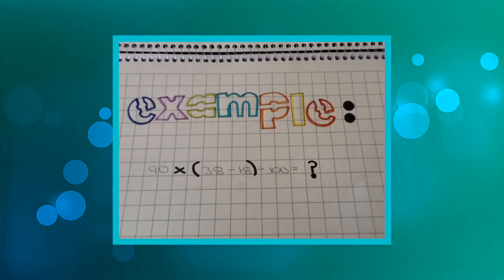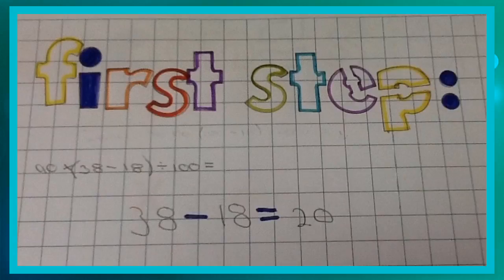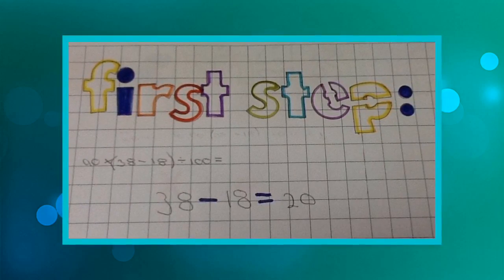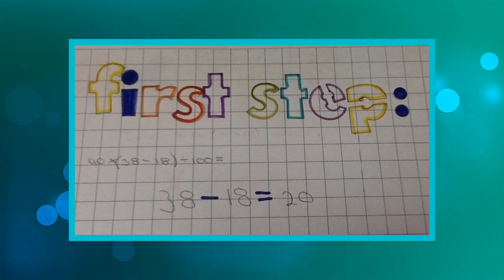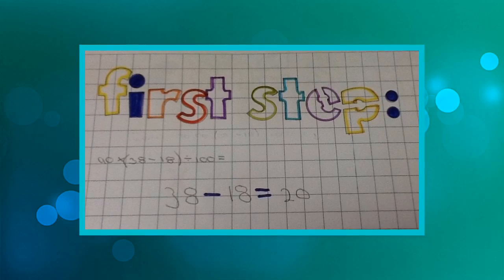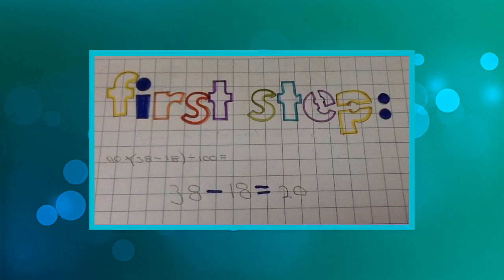Now here's an example of a problem that we are going to solve with Pemdas. The first step is to do 38 minus 18 because 38 minus 18 is in parentheses or exponents, which are the same, because first in the Pemdas order goes parentheses or exponents.